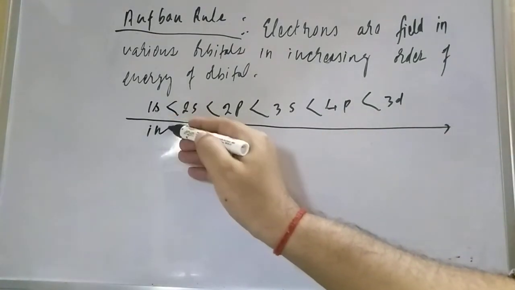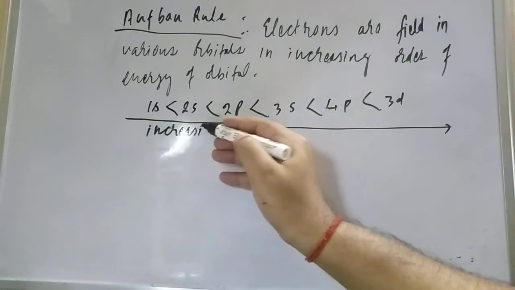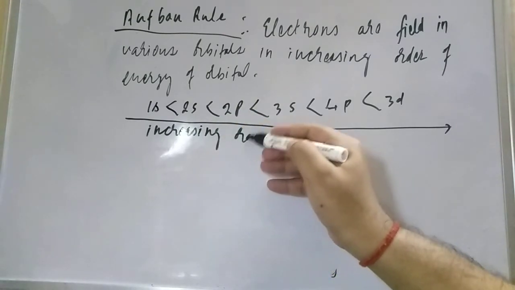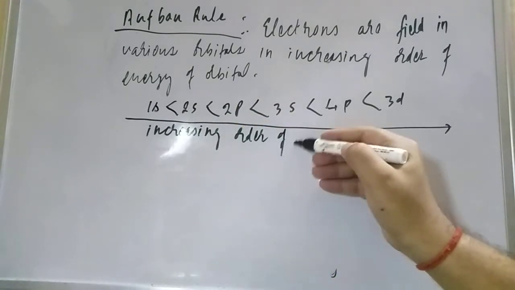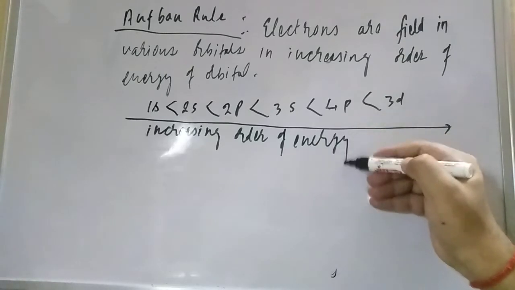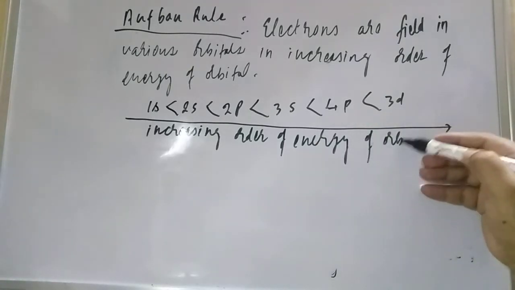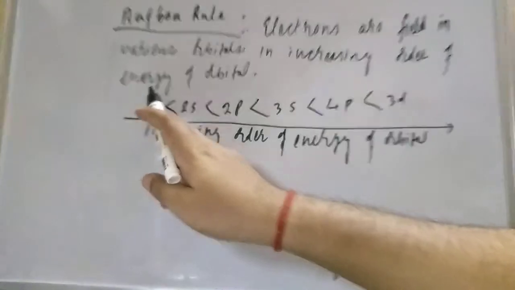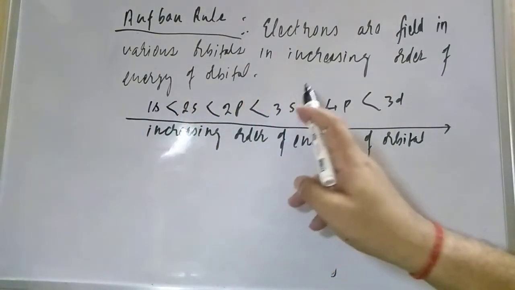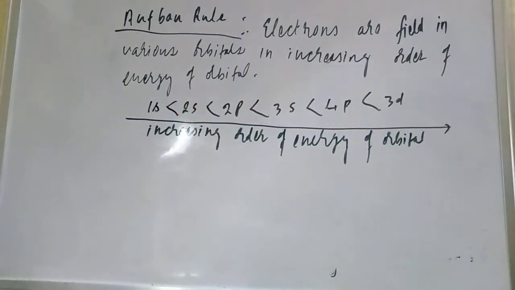Increasing order of energy of orbital. So dear student, first of all, the s orbital will take 2 electrons, then p takes 6 electrons, then d takes 10. So this is the increasing order of energy of orbital.